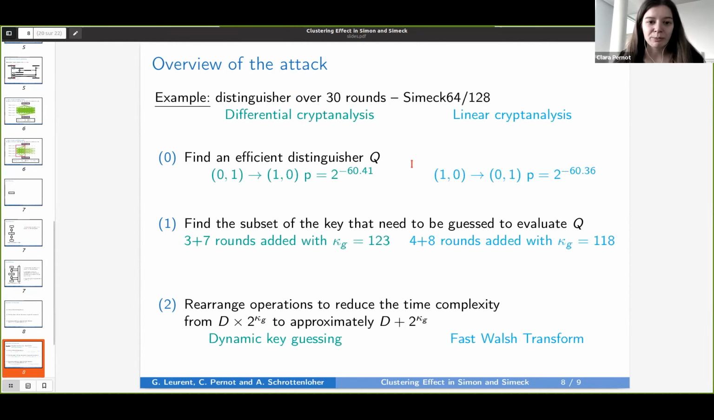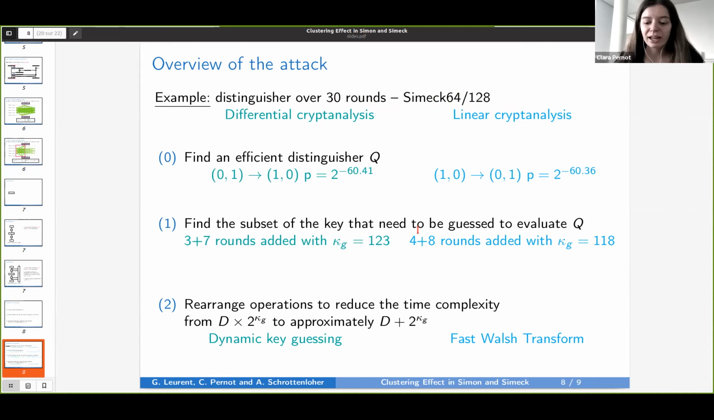So here we compare the differential and the linear attack for Simeck with a block size of 64 bits and a key size of 128 bits, and a distinguisher over 30 rounds. What we observe is that our distinguishers are really similar. For differential cryptanalysis, we have a probability of 2 to the minus 60.41. And for linear cryptanalysis, we have a distinguisher with probability 2 to the minus 60.36. So those two probabilities are very similar, and both distinguishers have the minimal number of active bits.